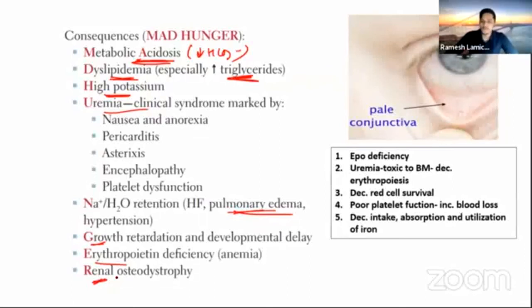Important question is, what are the causes of anemia in case of chronic kidney disease, right?